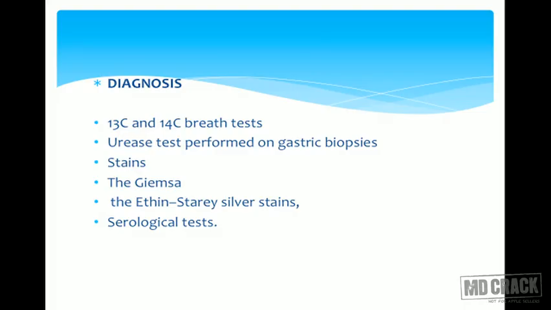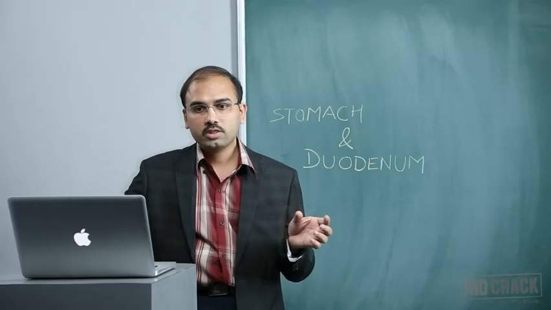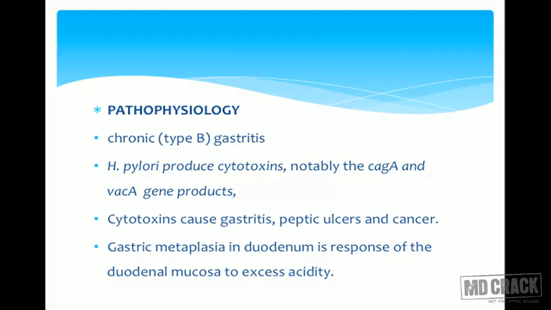Now, how to diagnose H. pylori infection? It is by 13C and 14C breath tests, or it can be done by the urease test performed on the gastric biopsies, or it can be diagnosed with various stains. These are Giemsa stains and Warthin-Starry stains, or various serological tests which can diagnose a past infection, also the present infection.